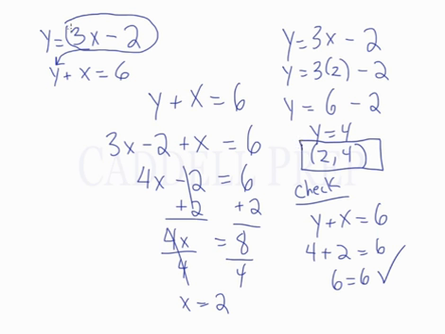So we just plugged in 3x minus 2 for y because according to the first equation, this is the same as y. And we plug this into the y in the second equation. We ended up with an equation with just x's. We solved for x. Then using that x value, we solve for y. And of course, we check it.